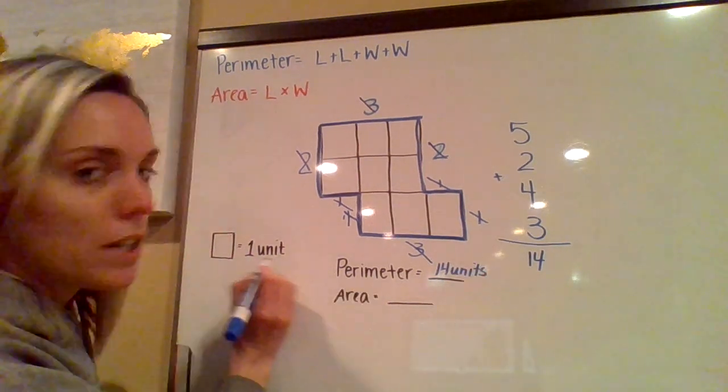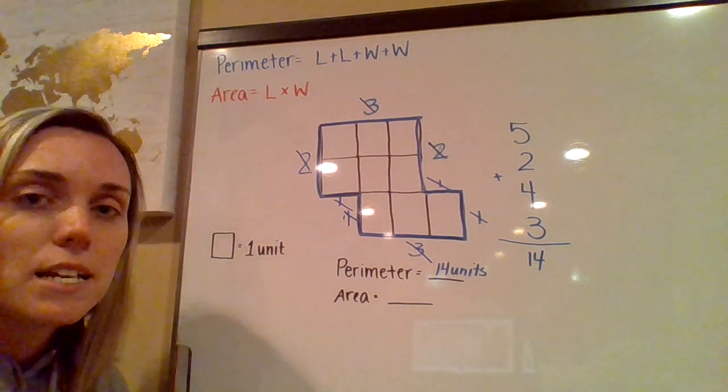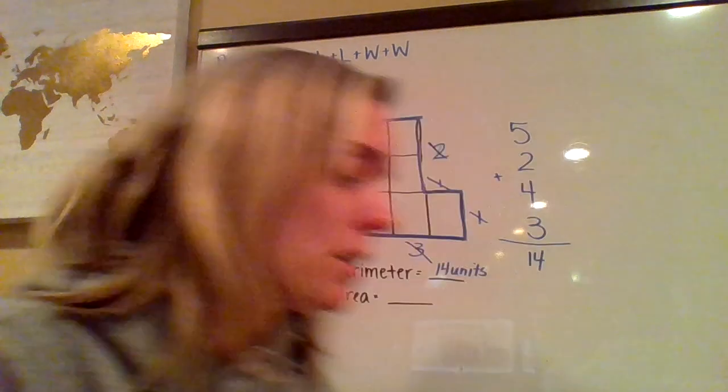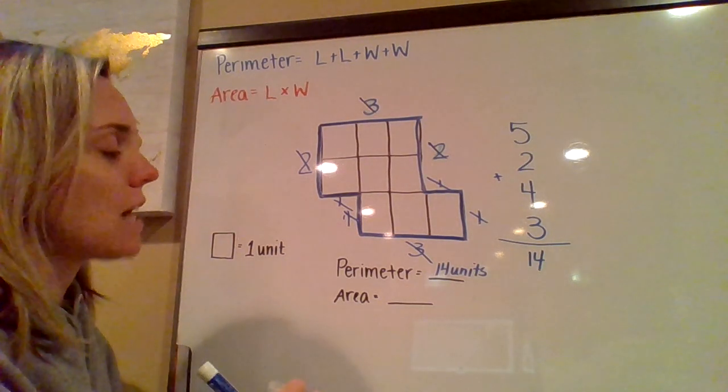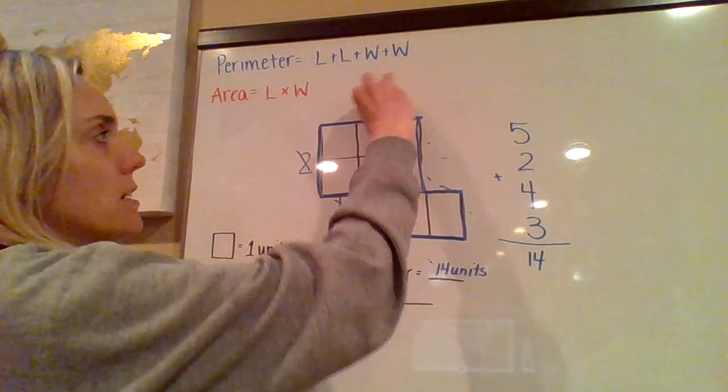I don't know what the unit is. I don't know if it's centimeters or meters, it's just units. So my perimeter is 14 units. Okay, so now I'm just going to get my eraser here. I need to figure out the area, and I just don't want to confuse anyone. That's why I'm going to erase this.